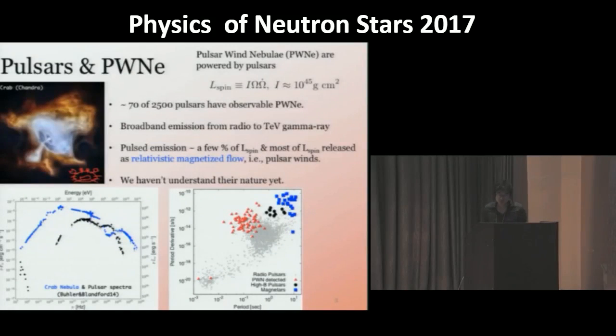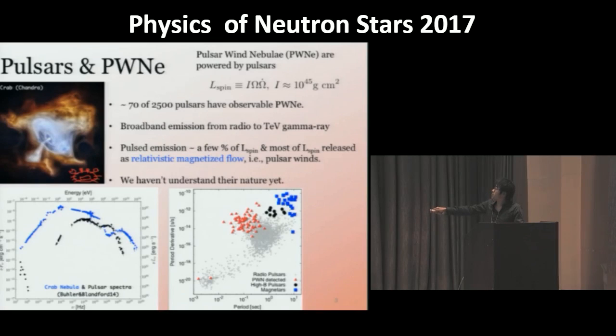So I'm talking about the pulsar wind nebula. Of course you know the pulsar wind nebula is powered by the pulsar, and this is the P-Pdot diagram of the pulsars, and the red points are the pulsars with observed pulsar wind nebulae, and only these can be found because these have high spin-down luminosity. So pulsar wind nebulae have broadband emission from radio to gamma.